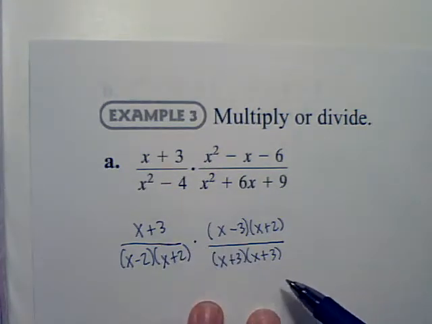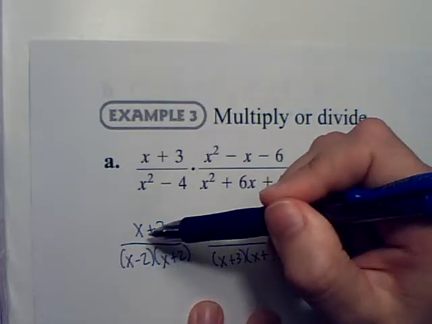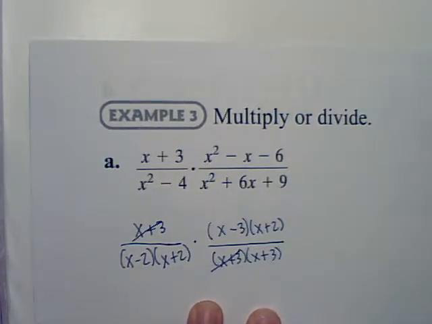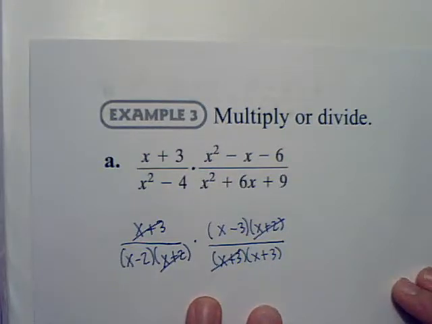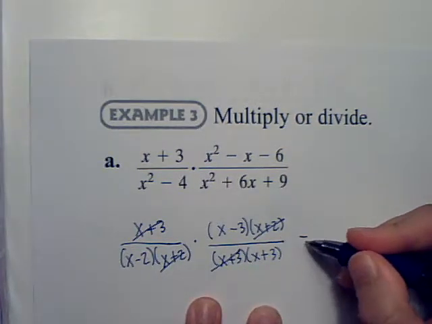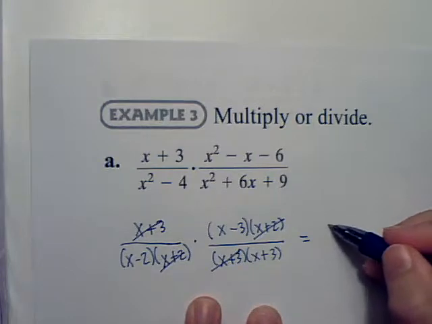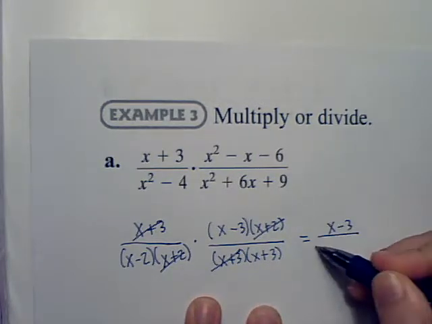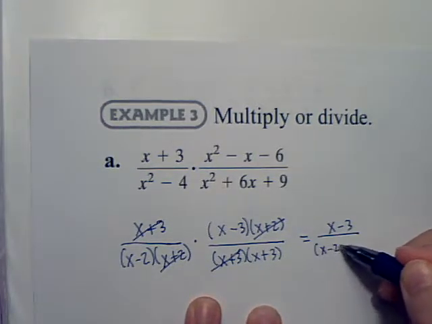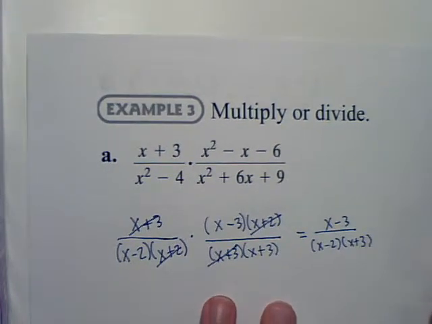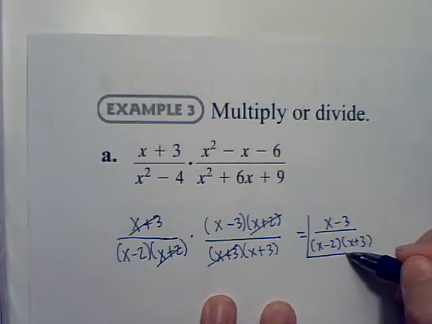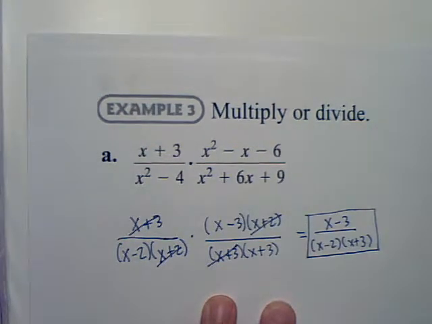So again, as long as there's 1 in the numerator and 1 in the denominator, we can cancel. So you see we've got x plus 3, x plus 3. It doesn't matter what fraction it falls under, it just has to be 1 from the numerator and 1 from the denominator. And we also have x plus 2 and x plus 2. So if we write this as one fraction, this leaves us with x minus 3 over x minus 2 times x plus 3. You can go ahead and leave it unfactored. It gives you one less step that you have to worry about. That would be the simplified version.